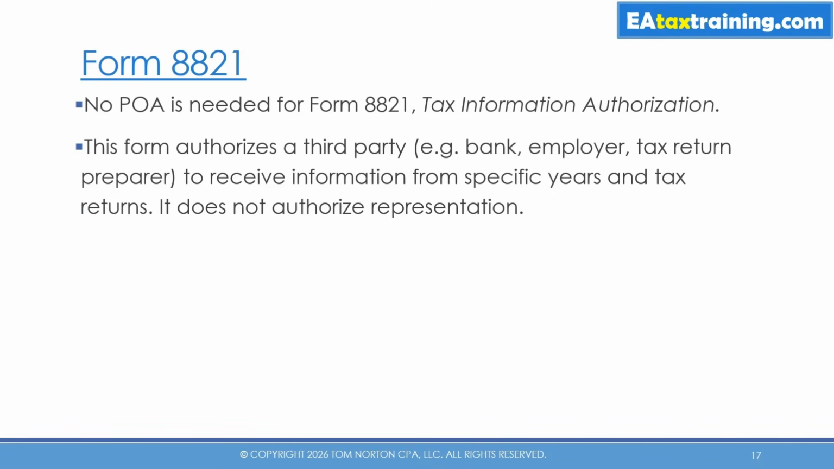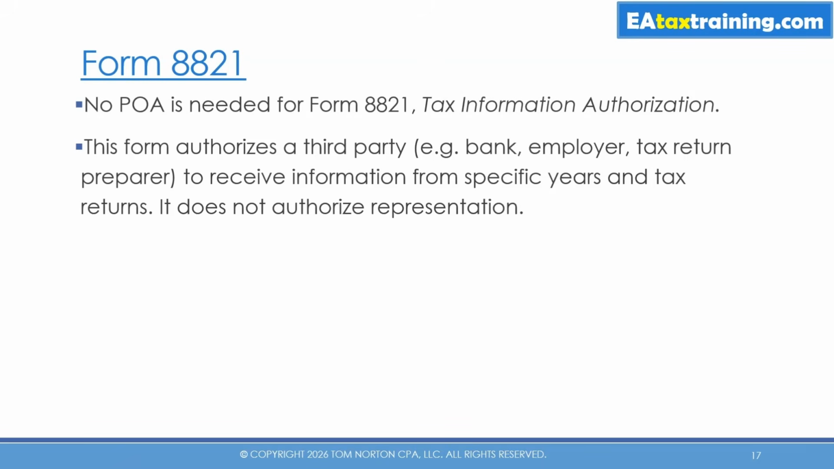Form 8821. So this is a lower level of authority than the 2848. There's no power of attorney needed or given by this Form 8821. But what it does is it authorizes a third party to receive information from the IRS from specific years in tax returns, but it does not authorize representation.